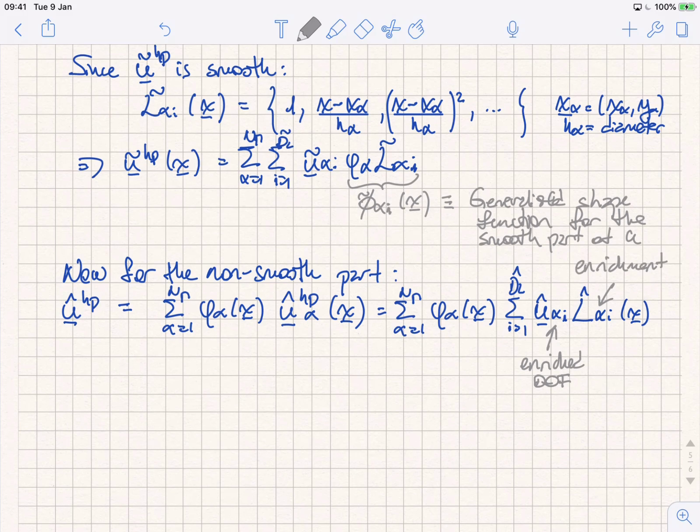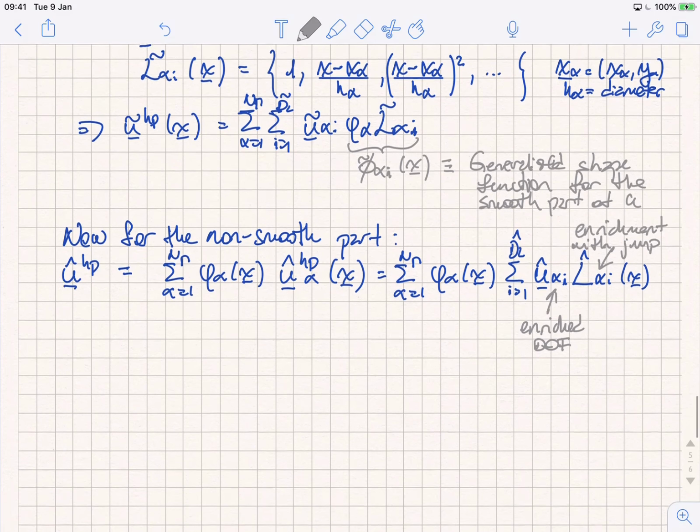And of course, we have to choose an appropriate enrichment function. So this function has to have a jump in the gradient, right? With a jump. Okay?